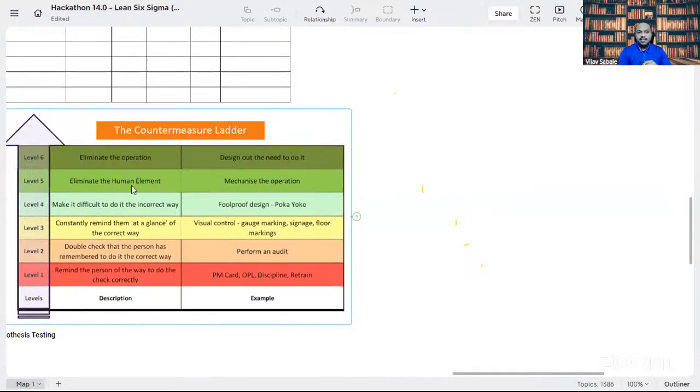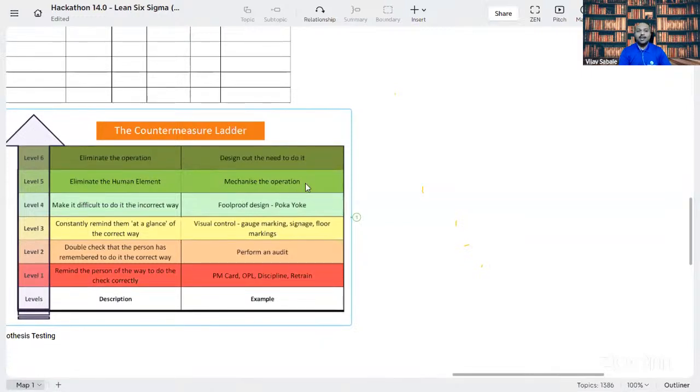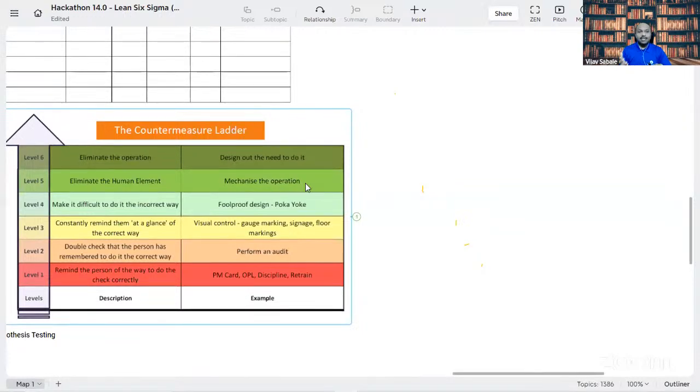The fifth is to do the automation so that there is no human element, no error, right? So we can mechanize the operation. We can implement the automation into that. We can implement the robots and all that. Still, there is no guarantee that the problem will not be there, but it is reduced in a significant manner.